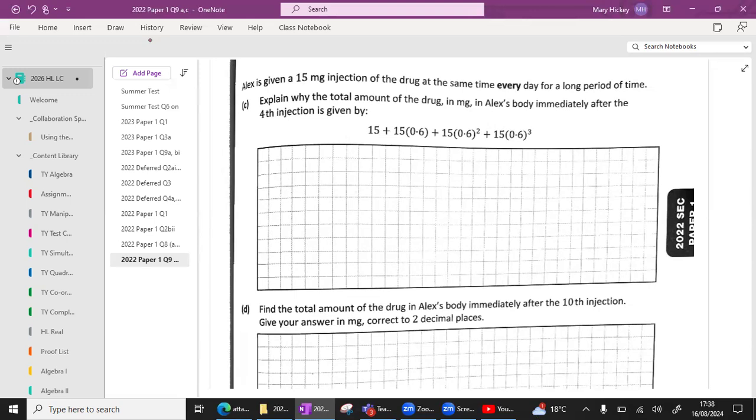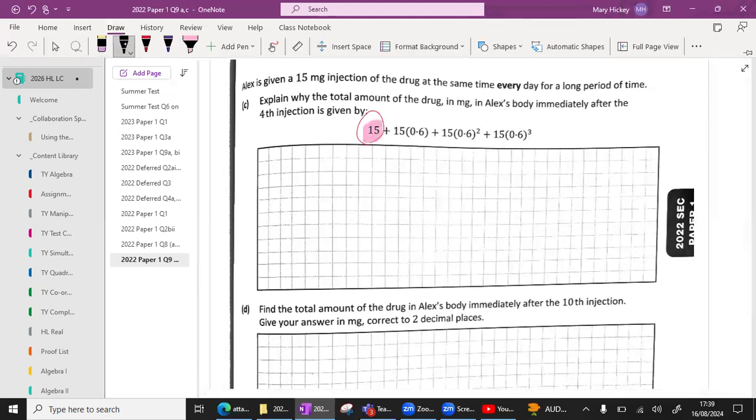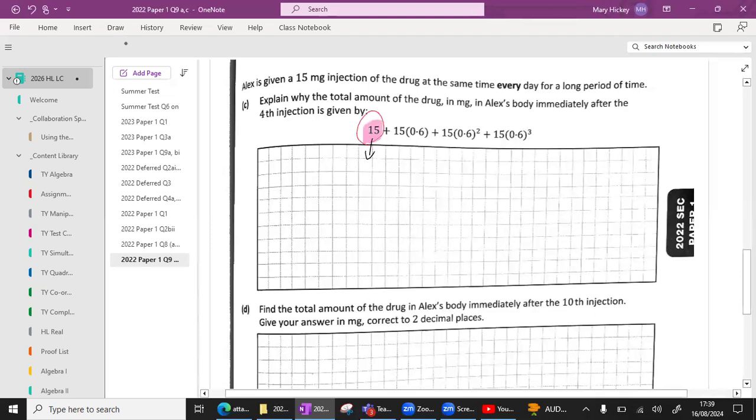Now, if we think about this just logically, if I've had 4 days of injections, the only time I get the full whack still in my body is the last one that I've taken. So straight away, I know that 15 there has to be the 4th day, because once the 4th day is over, or even once I've taken the injection, it already starts reducing. So this has to be the 4th one.